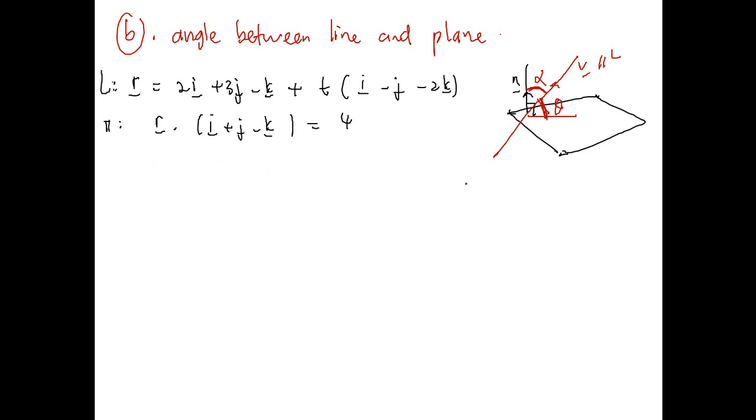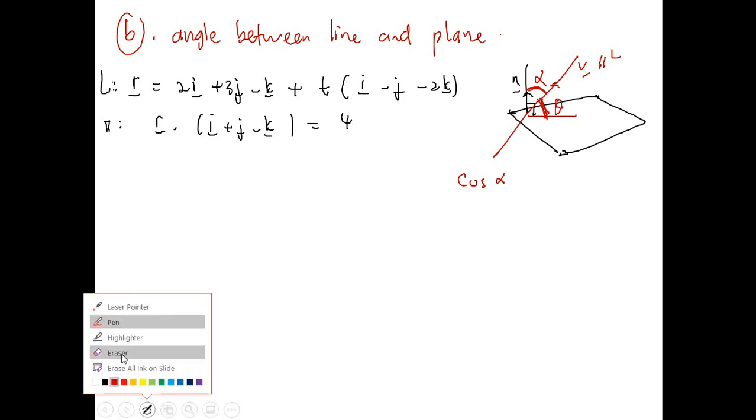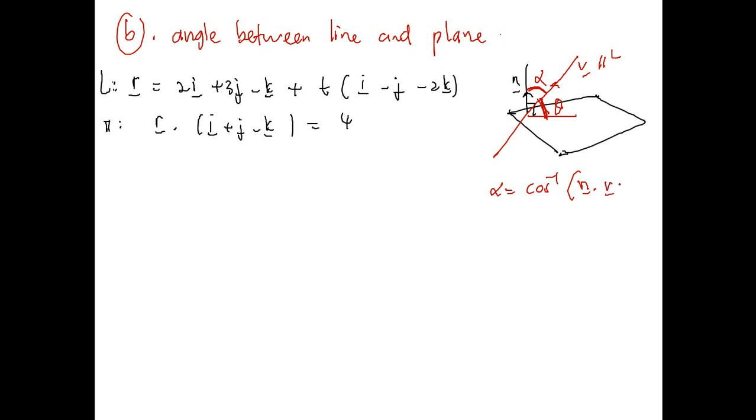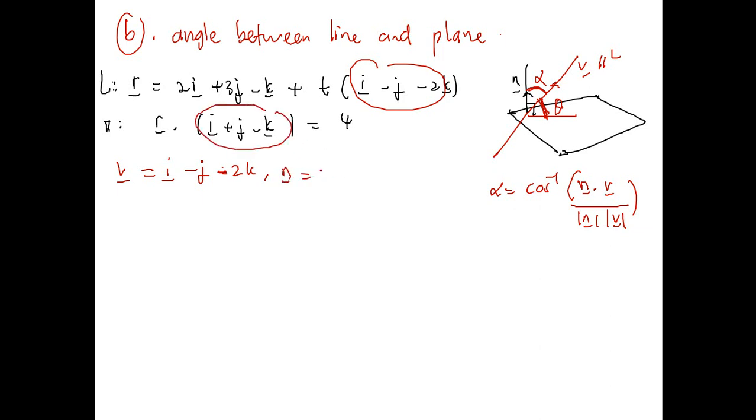So the formula is cos alpha equals n dot V over modulus n times modulus V. This means that we need to find vector n and vector V. From L, vector V is the direction vector i minus j minus 2k, and vector n for the plane is i plus j minus k.